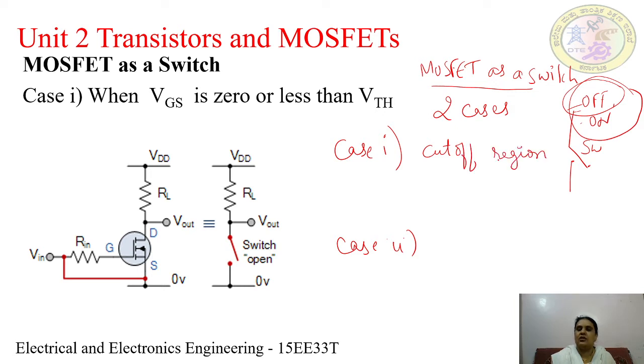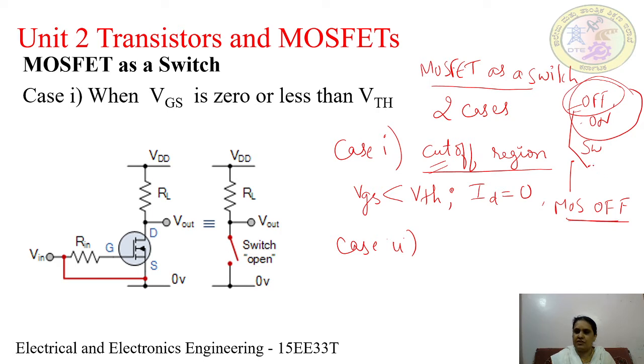To ensure that the MOSFET operates in the cutoff region, what are the parameters? When the value of VGS is less than the threshold voltage, we know that no channel will be formed, the drain current will be 0, and the MOSFET is put in the cutoff region. In this cutoff region, the MOSFET is not working, meaning it is in the off state. This off state I can resemble to an open switch.